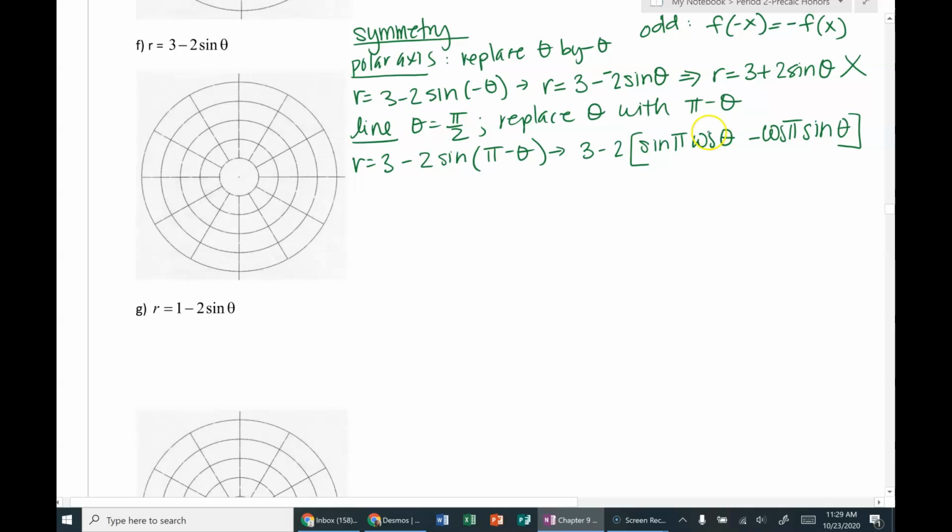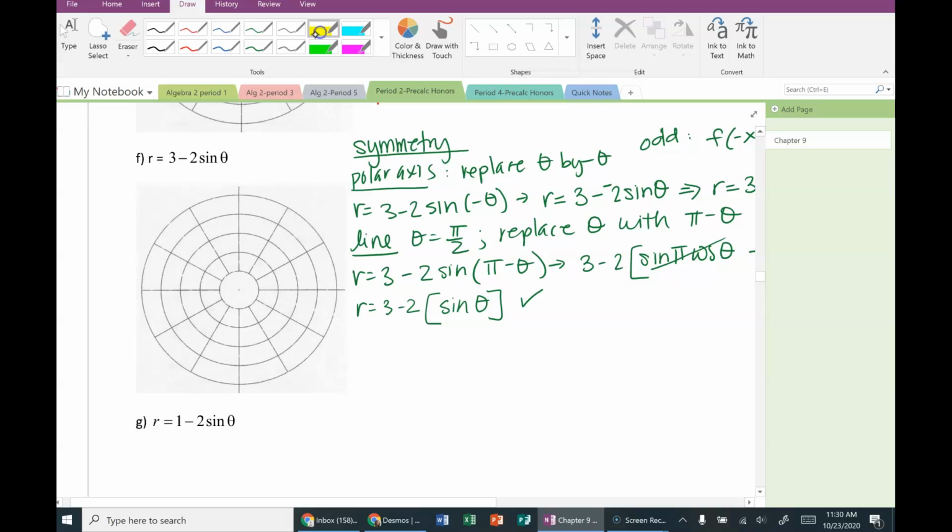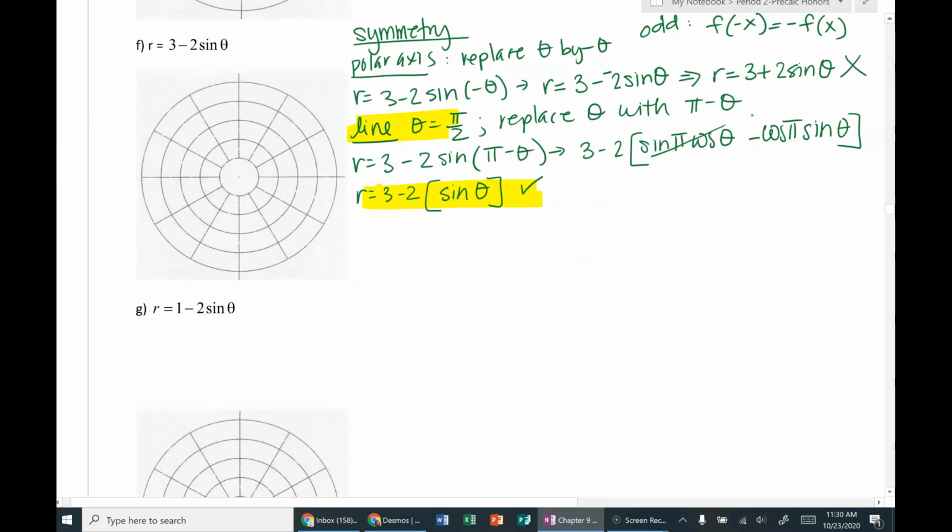Well, sine of pi, that will go away because it's 0. Okay, so r equals 3 minus 2 quantity. Cosine of pi is a negative, and there's already a negative in the front, so that becomes positive 1, and then times sine of theta. So here's what I got. And that means this is exactly the same as the original. So we can say that this is definitely symmetric about the line theta equals pi over 2. I will get a highlighter and I will highlight that because it's exactly the same. Now I want to do symmetric about the pole to see if that's true or not.